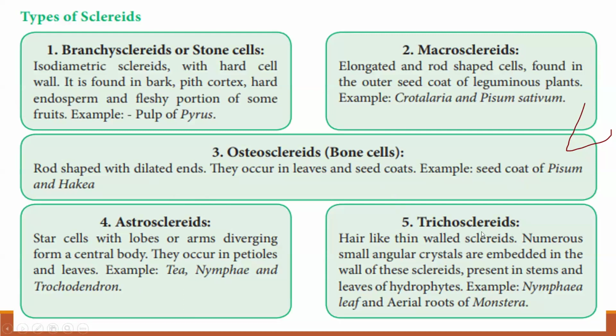Then there is the trichosclerites. Trichosclerites are hair-like, thin-walled sclerites with numerous small angular crystals embedded in the wall of the sclerites. They are present in the stem and leaves of hydrophytes.